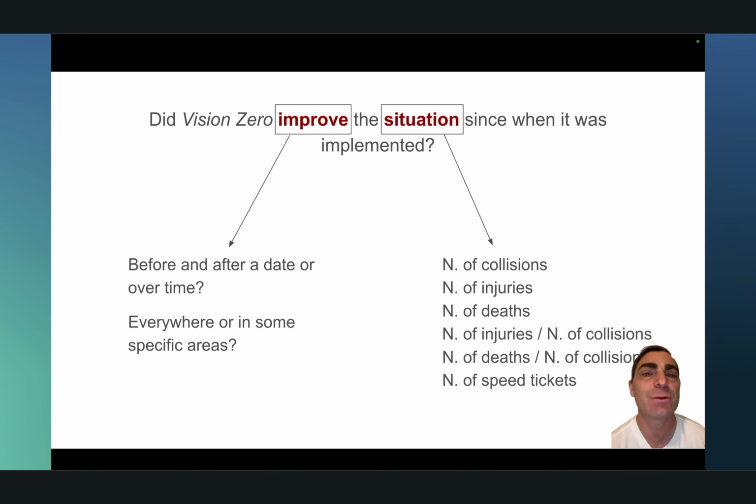So in fact, there are many ways that we can translate improve. For instance, it's before and after a date or over time. And is it everywhere or in some specific areas of New York City? And what do we mean by situation? It can be the number of collisions, the number of injuries, the number of deaths, or the number of injuries over the collisions, kind of like the injuries rate, the number of deaths over collisions, which is the deaths rate, or the number of speed tickets, or something else. So starting from a general question, we can translate it to get a very specific question that can be answered directly with the data.